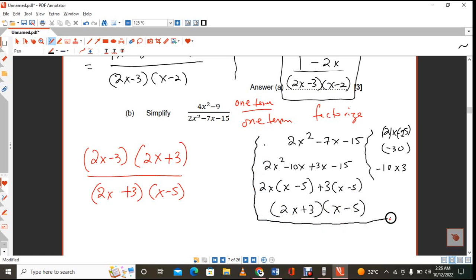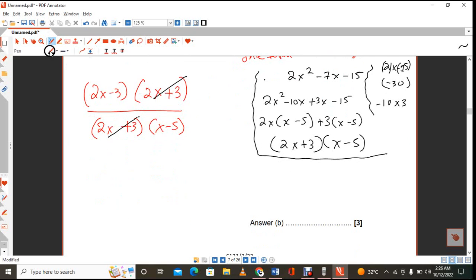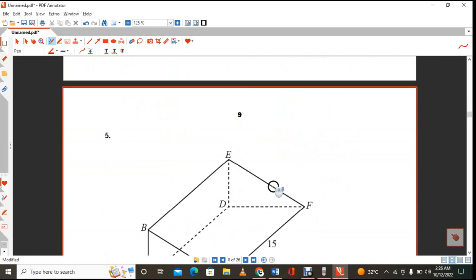You get it? Right? So once we have done that, we are going to cancel out the common factors, like so. And what we are left with is our answer. So our answer, therefore, is going to be 2x minus 3 upon x minus 5. Okay, for 3 marks.